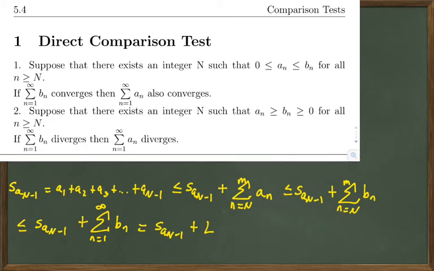So suppose that there exists an integer N such that a sub n is greater than or equal to b sub n, which is greater than or equal to 0 for all n greater than or equal to N. So then if b sub n is divergent, so then will also the a sub n. So here we would be making the replacement of b sub n here and a sub n here. So b sub n would be the smaller series that diverges, forcing the larger series to diverge. So let's go ahead and look at some examples to see how this works out.